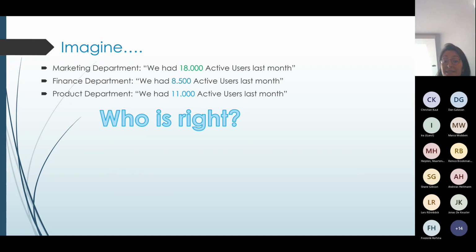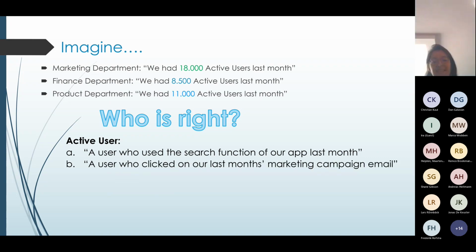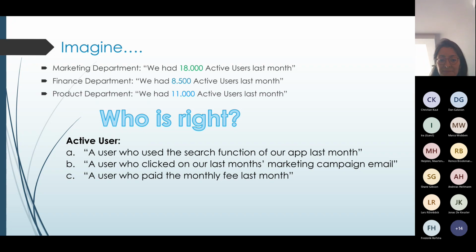You ask your department leads why these numbers are so different. What is the definition of active users that you use? You might probably receive three different definitions. One might say an active user is based on, for example, the use of our search function in our app. Probably this definition comes from the product department. Your marketing department comes with another definition: no, we consider an active user a user who clicked on our last month's marketing campaign email. And the finance department might say, none of them. Actually, we consider an active user a user who paid last month's monthly fee.